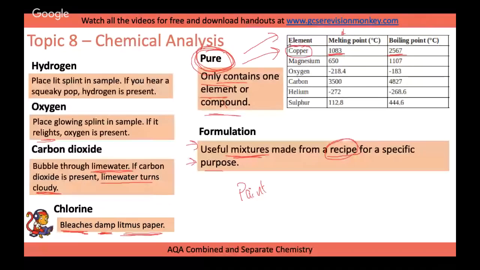pure substance. If you had a mixture or something that was impure, or a formulation, for example, you would not have an exact melting point for copper. So let's say you had a particular sample and the exam tells you that the melting point for copper was 1080 degrees. Even though that looks very close, that is not accurate, is not close to the true value. So this would be an impure sample of copper.